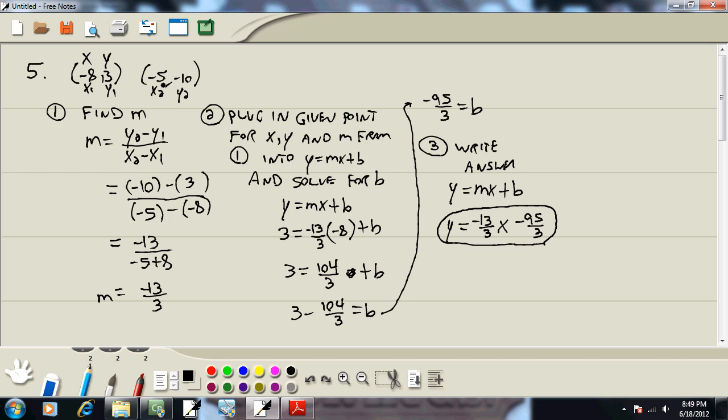And if I were to test it, plug in a point, like -5, -10. I put -5 here. Negative times negative is positive. That gives me 65 over 3, and a -95 gives me -30 over 3, which is -10, so that would check. And if I put the -8 in, negative times negative is positive. That gives me 104. 104 minus 95 gives me 9 over 3, which gives me a positive 3, which is what we have there. So you can check yourself to see if you got it right just by plugging in your points and seeing if they work.